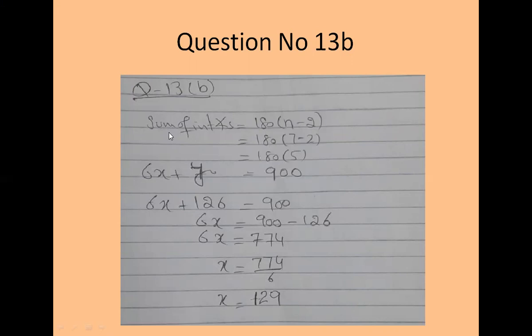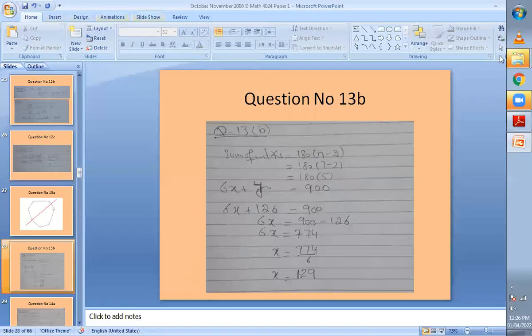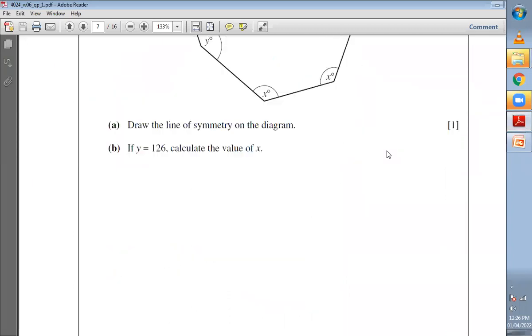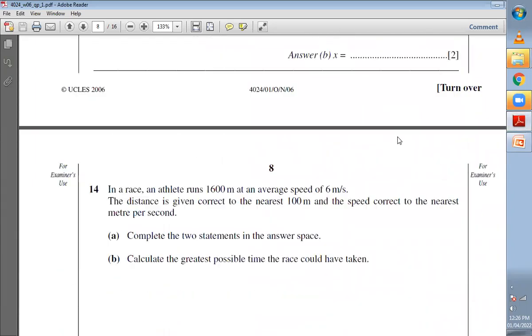But there are 6 internal angles of X and 1 is Y. So 6X plus Y, the sum of internal angles, equals 900. The Y value is given, that is 126. So 6X plus 126 equals 900. So 6X equals 900 minus 126, and 6X equals 774. Take this 6 to the other side, it will divide. So you have 774 divided by 6, and X equals 129. So the angle X is 129. Hopefully you understand. There are 2 parts only, so we are done with this.